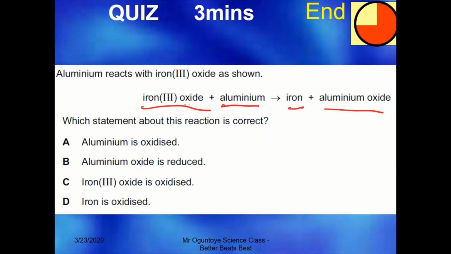So basically aluminium is oxidized, because you can see that aluminium is changed to aluminium oxide. It's obvious here that oxygen is being added. The only difference between aluminium, Al, and aluminium oxide is this oxygen that is added. So aluminium is oxidized. That's straightforward.